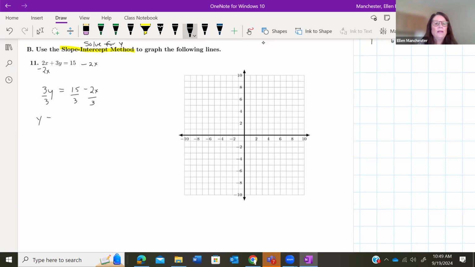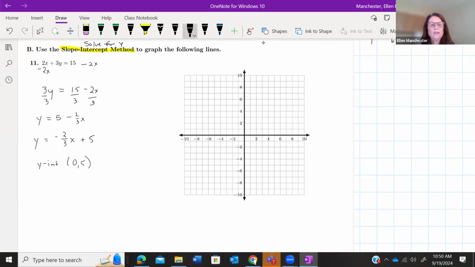So I get y equals 15 divided by 3 is 5. -2/3 is -2/3 x. And then I'm going to rearrange it. Hang on to that negative though. So identifying the slope and the y-intercept is going to make your life so much easier. The y-intercept is at 0 and 5.